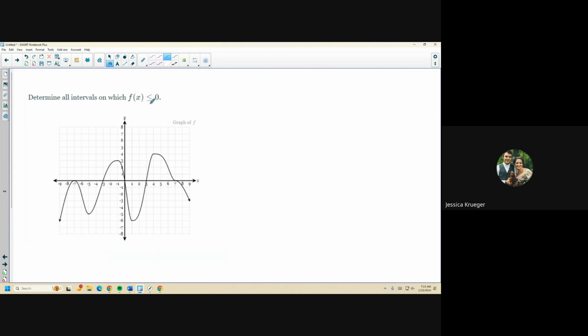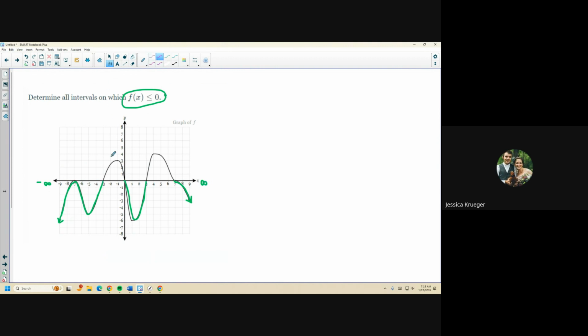Determine all intervals on which f of x is less than or equal to 0. This means where it is below the x-axis. So it's below the x-axis here. It touches 0. It stays below right up until here. Then it goes above. It's below again here. And it's below again here. So again, the arrows go down and to the left, down and to the right. So I'm going to probably be using my negative infinity and my positive infinity.